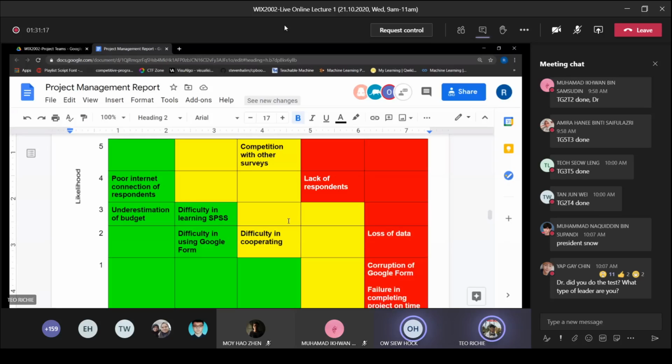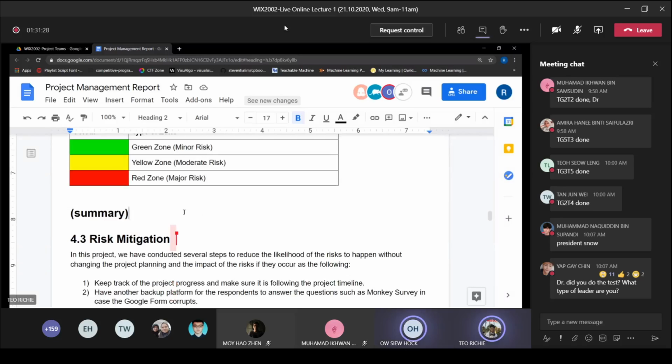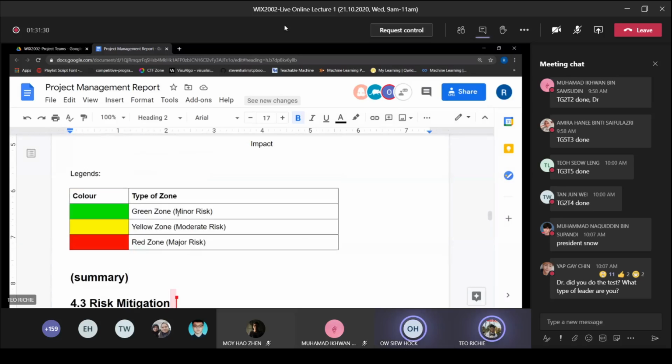Okay, I see. So we just list down the solutions, or steps to mitigate, for the moderate and the major, right? Yeah, you want to mitigate, or you want to, let's say, accept, or you want to avoid, or something like that. So if it materializes, what's the contingency plan for at least the red one and the yellow one? Okay, I see. So we just list it down under the legend, right?